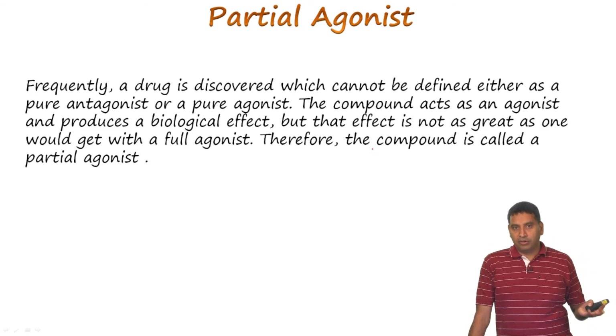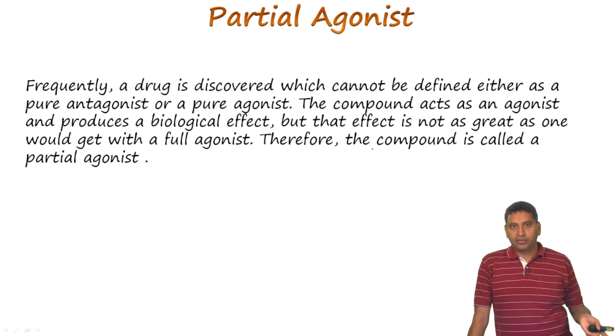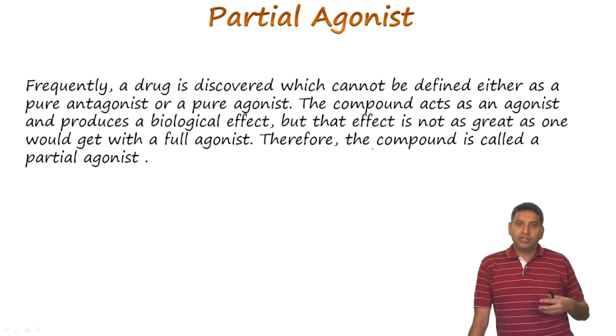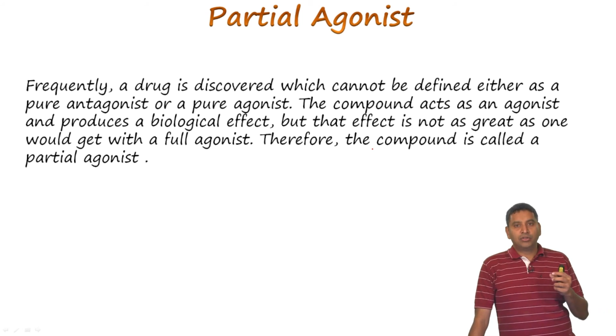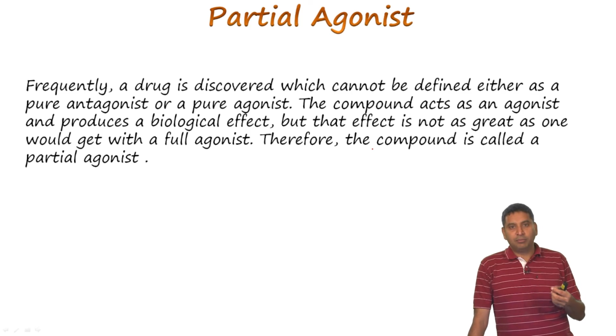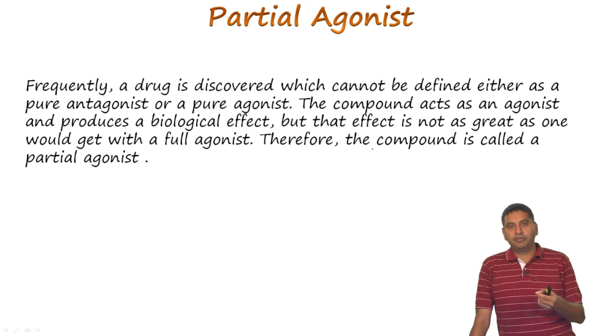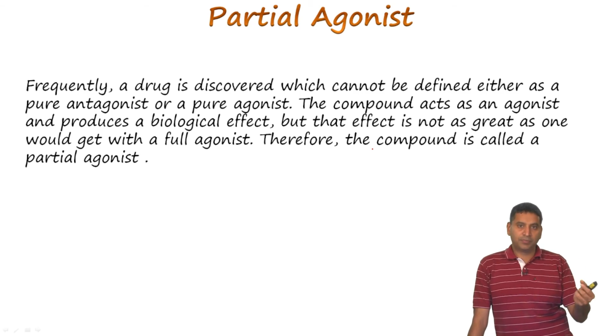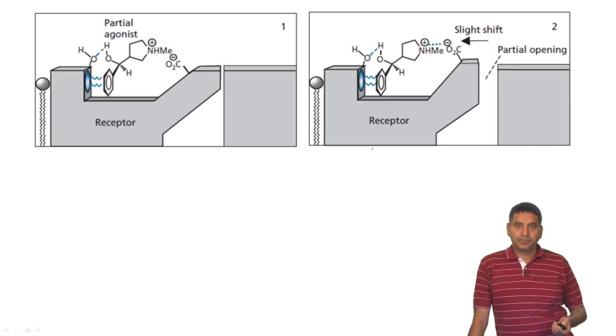There are frequently, in drug discovery, molecules which are known as partial agonists. Okay. So, these are molecules which cannot be defined either as a pure agonist or a pure antagonist. So, the compound acts as an agonist and produces a biological effect, but that effect is significantly smaller than what we would get with the normal ligand. Okay. So, therefore, it is called a partial agonist, right.